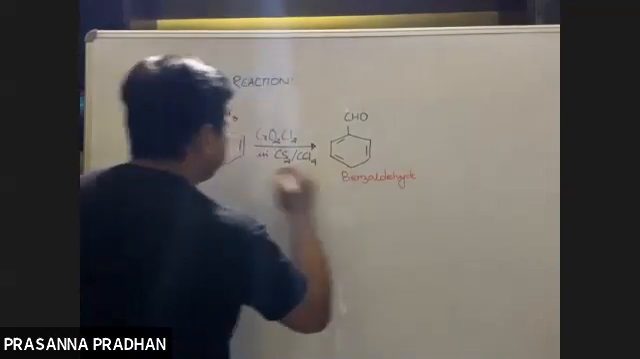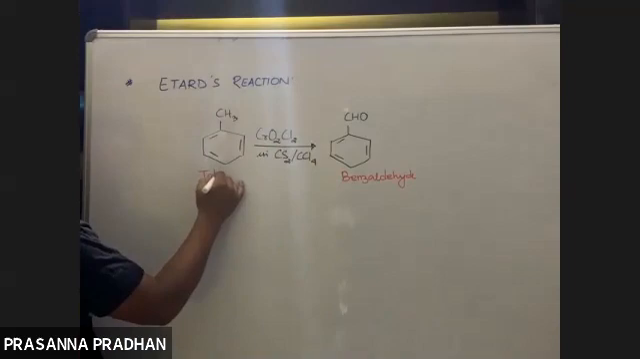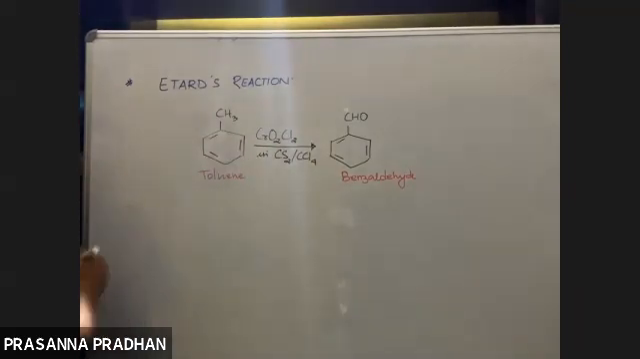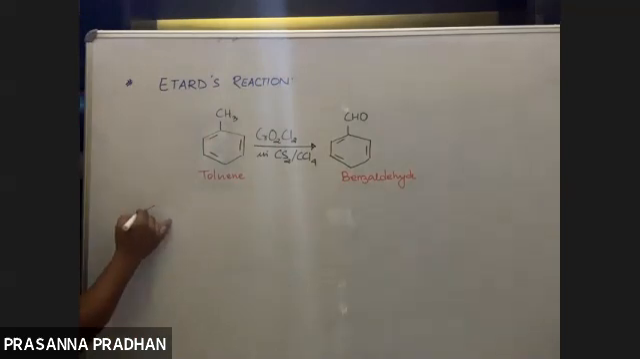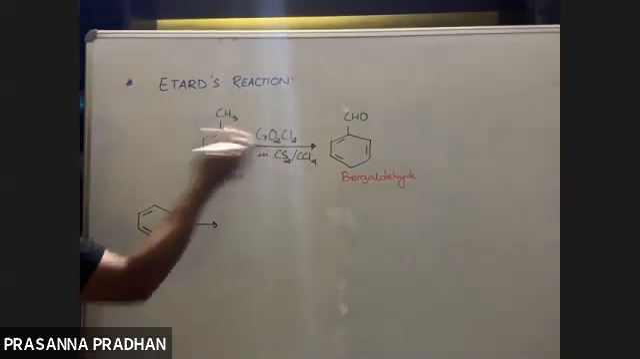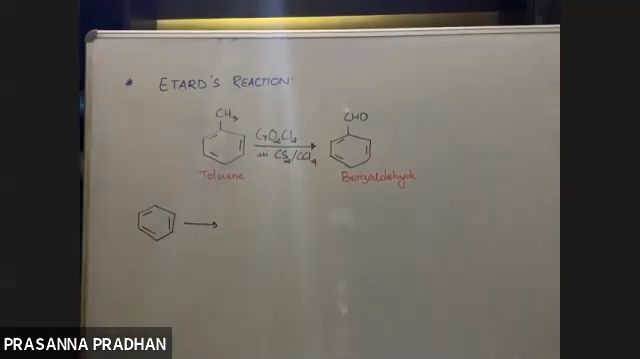Okay, toluene. So this is a very famous conversion at board level. But suppose the question says not starting from toluene but starting from benzene, how will you convert benzene to benzaldehyde? How will you do it? Yes, any suggestions from your side?